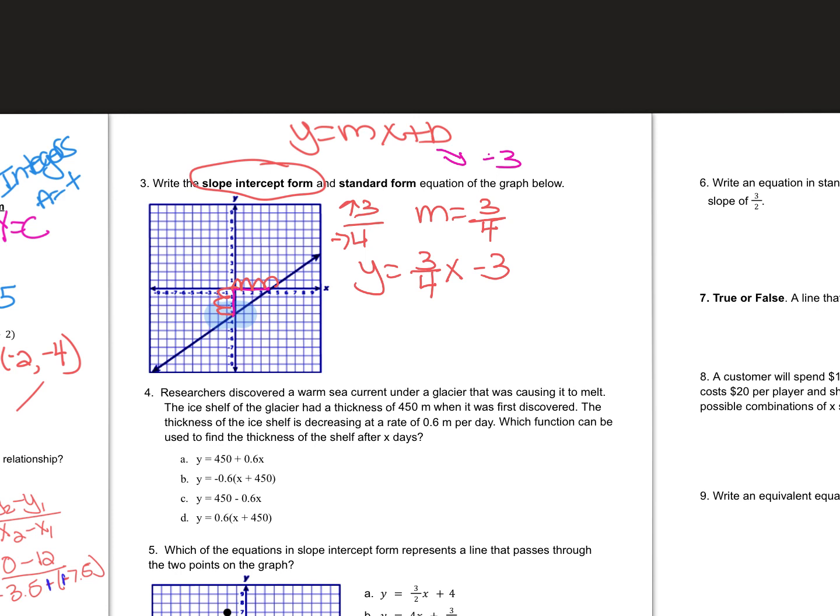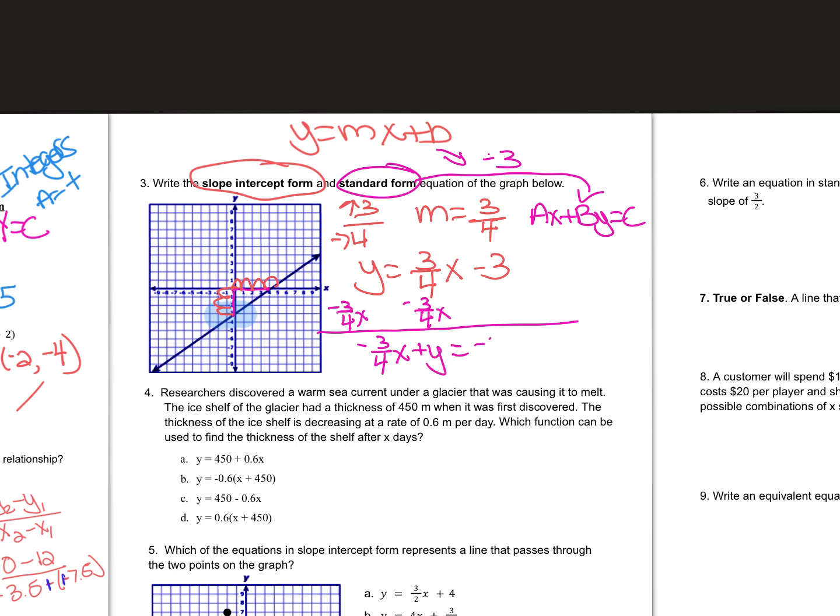Now I need to write this in standard form, convert or manipulate this into standard form. Looking at my star chart again, I know standard form is ax plus by equals c. Okay, so coming down here, I need to have my x and my y on the same side of the equation. So manipulating again, I'm going to subtract 3/4 x from both sides. When I do that, I'm left with negative 3/4 x plus y equals negative 3.